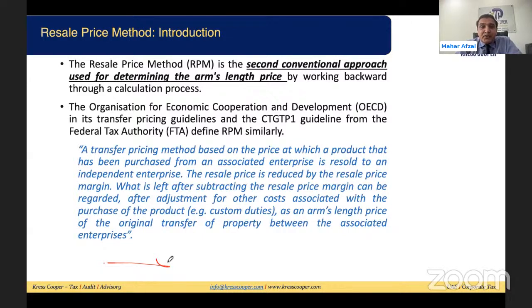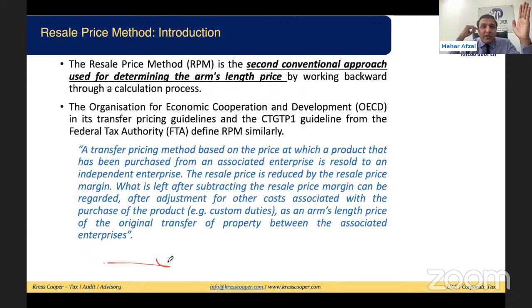The resale price is reduced by the resale price margin. What is left after subtracting the margin, after adjustment for the other costs associated with the purchase of the product, can be regarded as the arm's length price. So basically, party A and party B are related parties. If party A is selling goods to party B, there is a possibility that this price has been impaired or compromised. But once party B is selling goods to the independent party, that will for sure be an arm's length price.